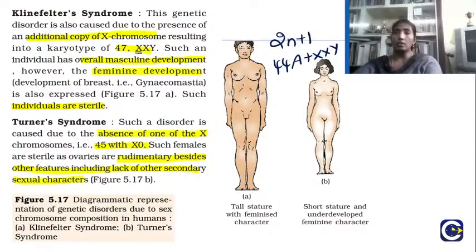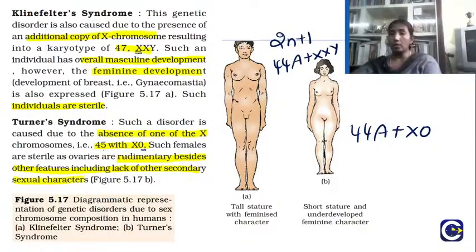In case of Turner's syndrome, able to follow, Aditi? Yeah. So in Turner's syndrome, like you see here, there is absence of one X chromosome. So it is 45 with X naught. So it will be 44A plus X naught. Here such females will be sterile. The ovary will be very rudimentary.